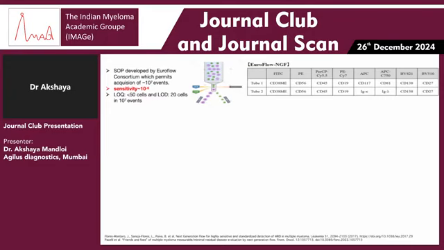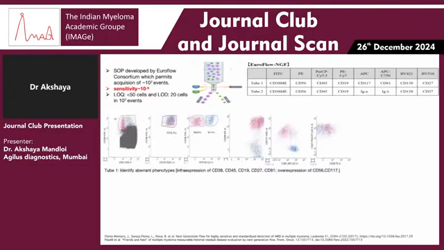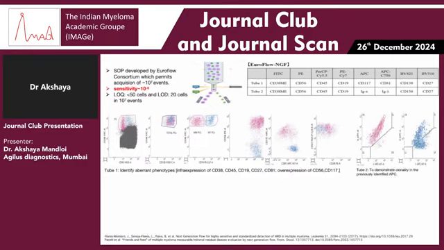Euroflow has proposed an 8-color 2-tube panel, in which tube 1 is used to identify abnormal plasma cells. The pink color ones are abnormal plasma cells, which is based on overexpression or aberrant expression of some markers like CD117 and 56, or underexpression of the normal plasma cell markers, which are 38, 45, 19, 27, and 81. The second tube has cytoplasmic kappa and lambda light chain, and it helps to demonstrate clonality in the previously identified abnormal plasma cells.